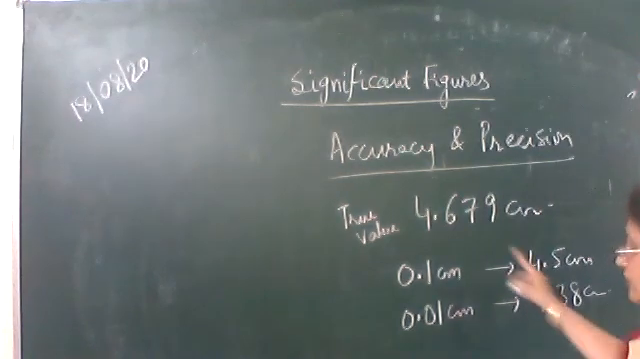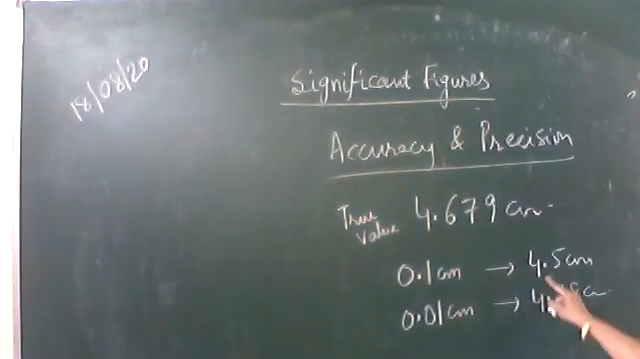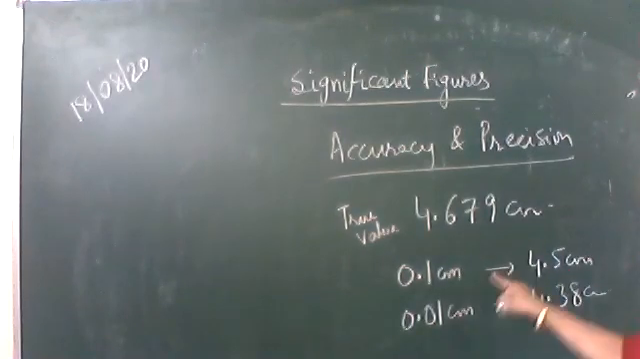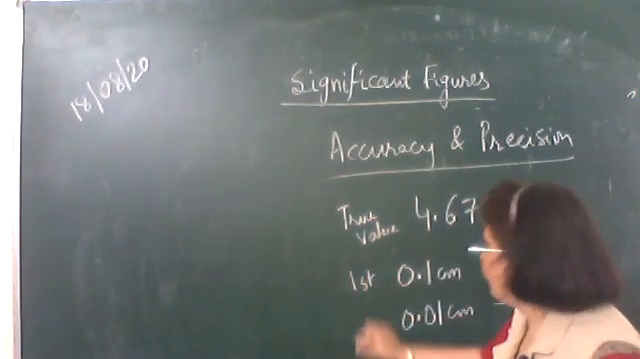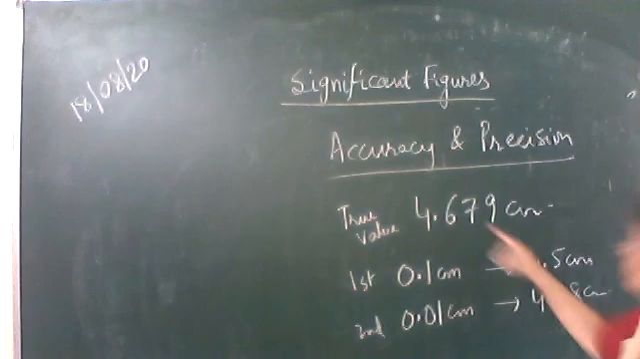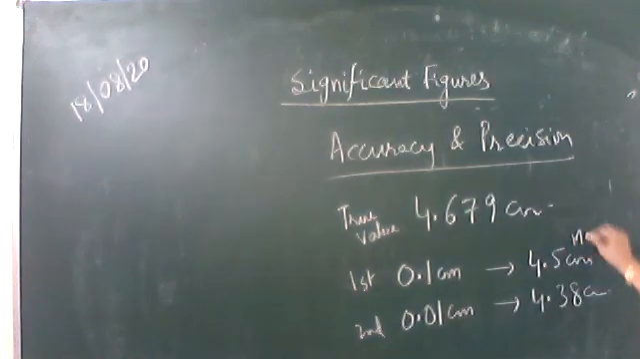Now, which one is more accurate? The one which is closer to the true value. Which one is closer to the true value? The first value is more close to the true value. So the first one is more accurate.